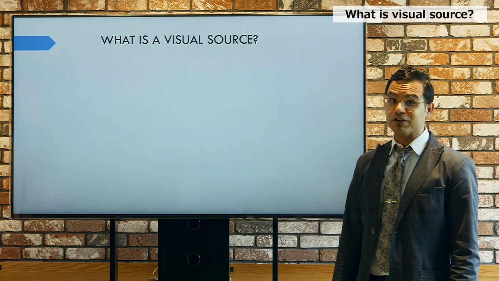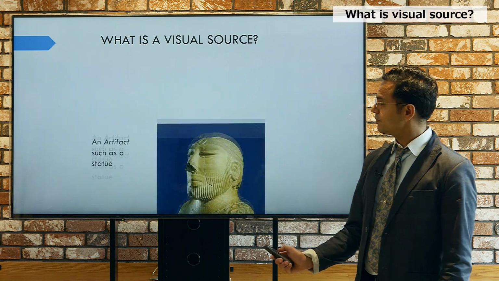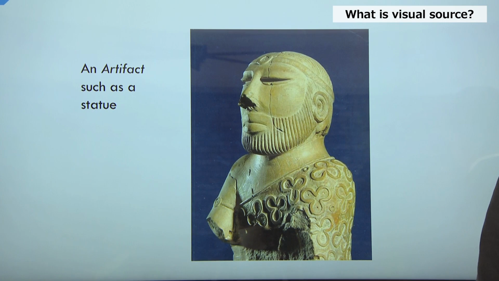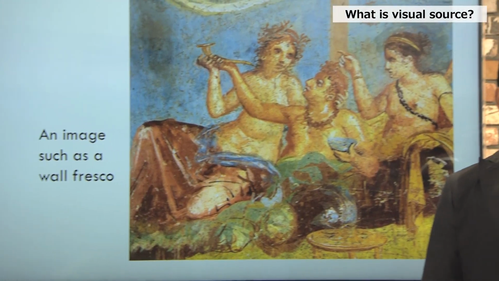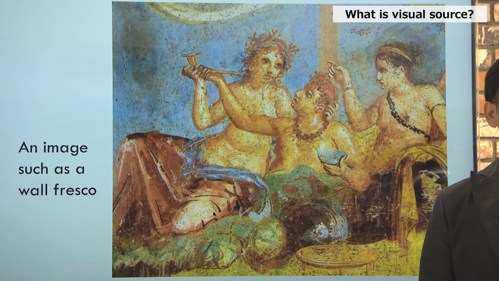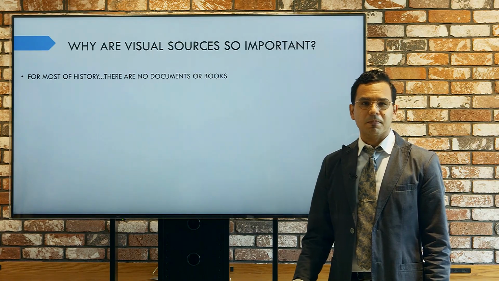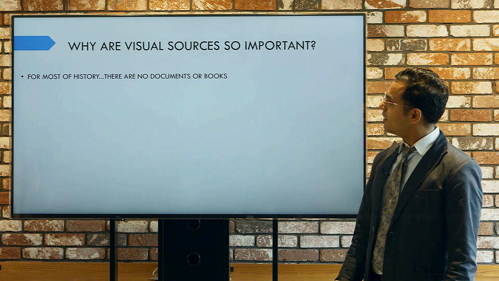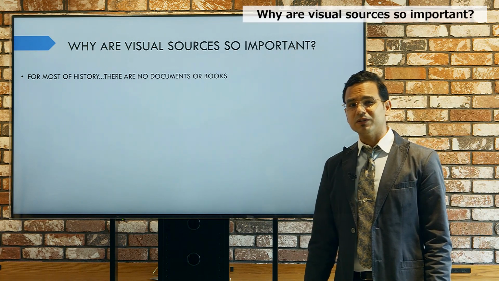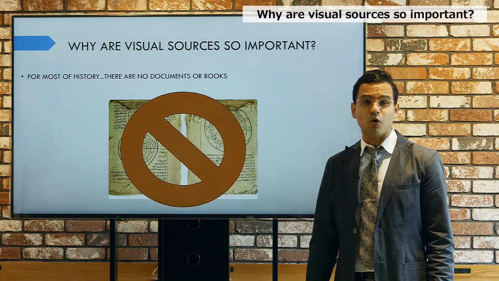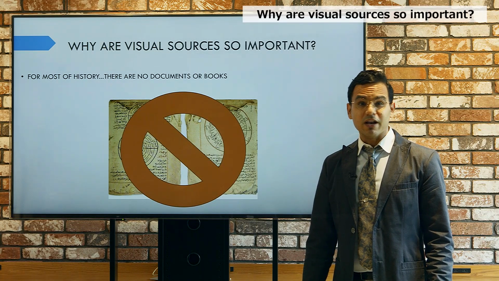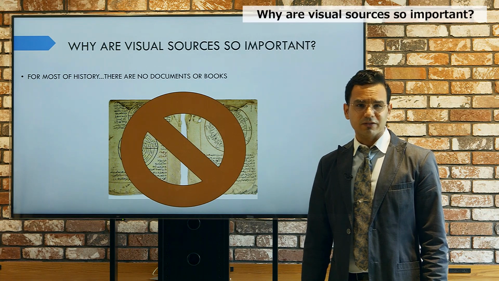What is a visual source? A visual source can be an artifact, such as a statue. It could also be an image, such as this wall fresco from Pompeii. Why are visual sources so important? For most of history, we simply do not have documents or books. So we are forced to use images and artifacts to learn about history.